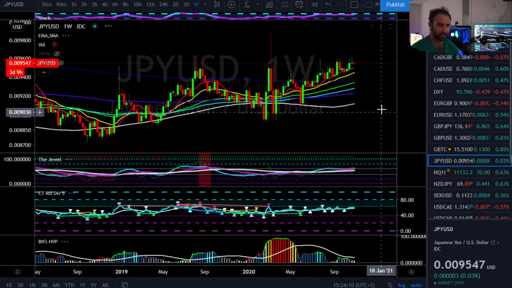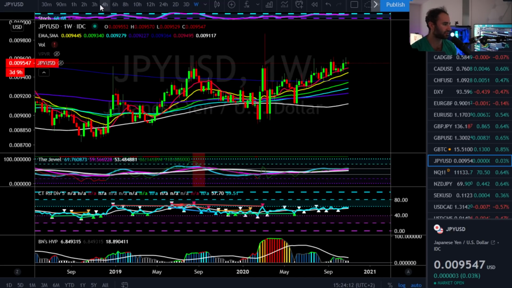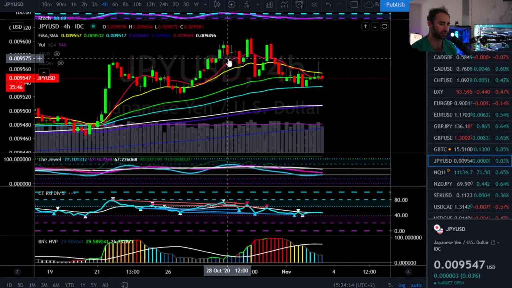What else we got? We got yen dollar right here, one of the more strong ones, and it's kind of strange because the typically more strong ones like Swiss franc dollar and yen dollar are both kind of showing relative weakness in the short term.